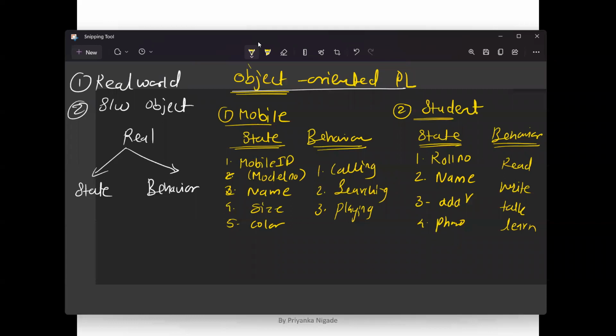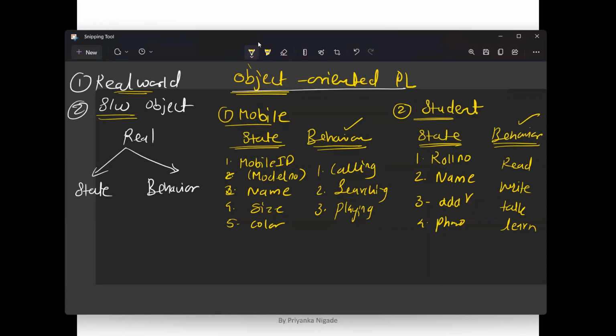Guys, in the real world, any entity has some state and behavior, which we can call an object. State can be different, guys. For every mobile, the state can be different, but the behavior is always common. For every particular student, the data can be different. Roll number and name can be different, but the behavior will be common, na? Yes.